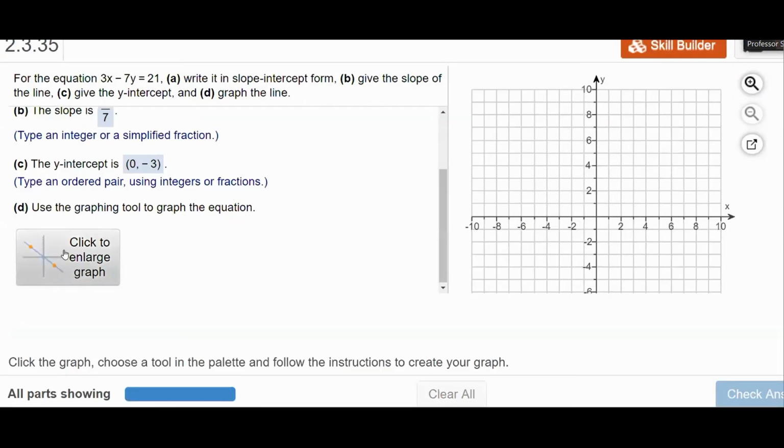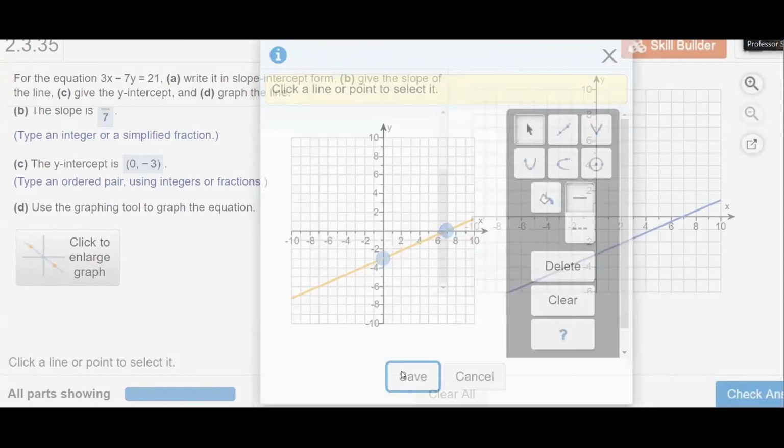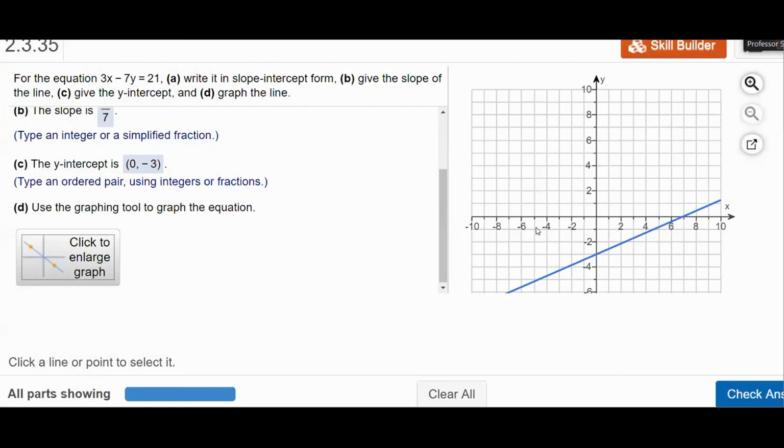And then graphing that, I could start at 0, negative 3. Watch carefully in the upper right-hand corner there. And let's see if there's enough room to go up 3 and right 7. That should be what I had written earlier for the x-intercept anyway. We're good.